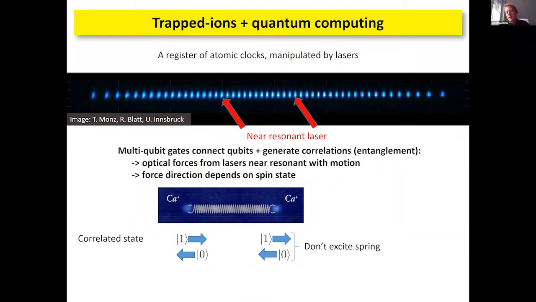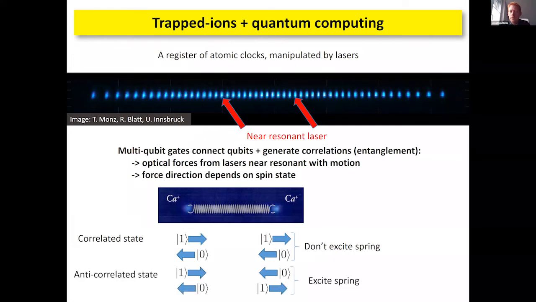So what does that mean? That means that if they're both in the state 1, then they get the same force, yeah? And that's not going to excite the spring motion, because the spring gets excited by out-of-phase motion of the ions, okay? And the same is going to be true if these ions are in the same state, but they're in the 0 state. They'll try and drive the same force, but they won't excite the spring type motion.